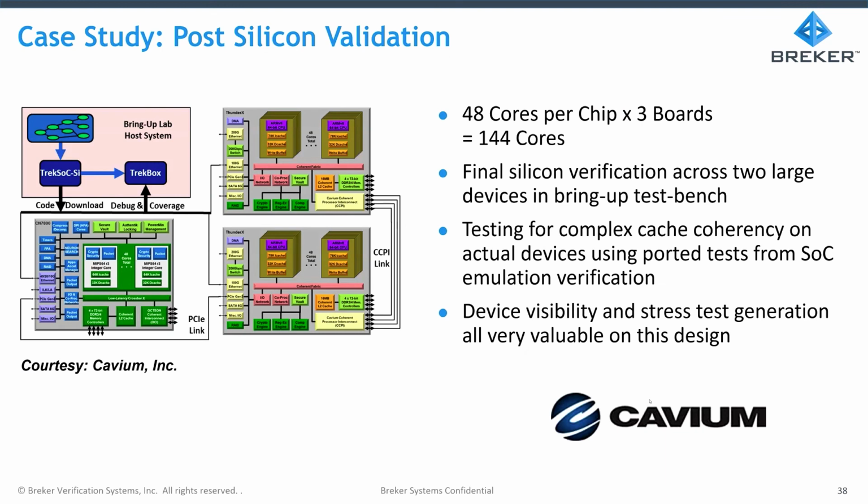Another one that I think is interesting is a post-silicon application. This is Cavium, now Marvell. They were building chips with 48 CPUs per core, and they could gang multiple boards together into one system, and we were verifying 144 cores connected with coherent fabrics in post-silicon, all off of this Coherency app.